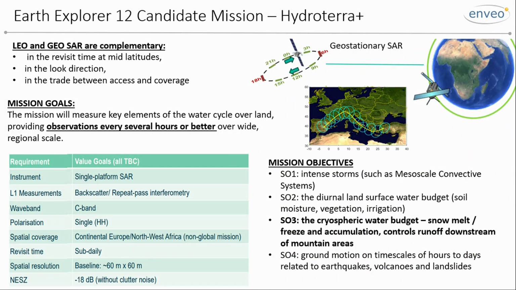It's a C-band radar. I'm not going into that. There is one disadvantage of the system. If it's selected as an Earth Explorer, the launch will be in 2035. So it's a long time to go. But it's good for you, so you have time to prepare for that.